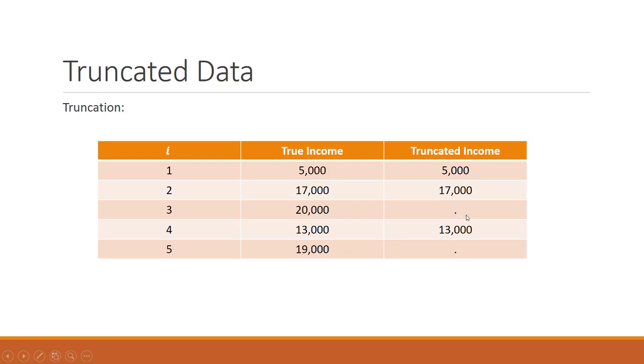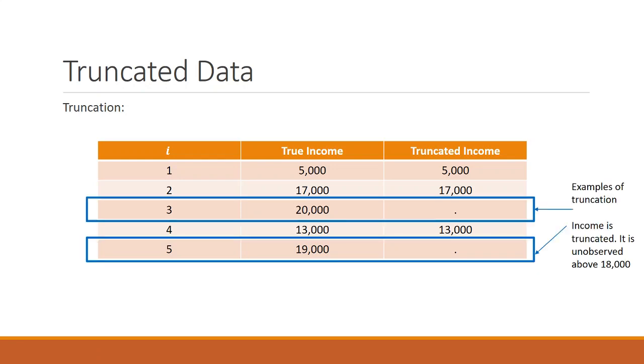The data is not there. And again, we have that same problem here. This person makes 19,000, and the data is just not there. It's entirely missing from the data set. That's what truncation would look like: the data would be missing.